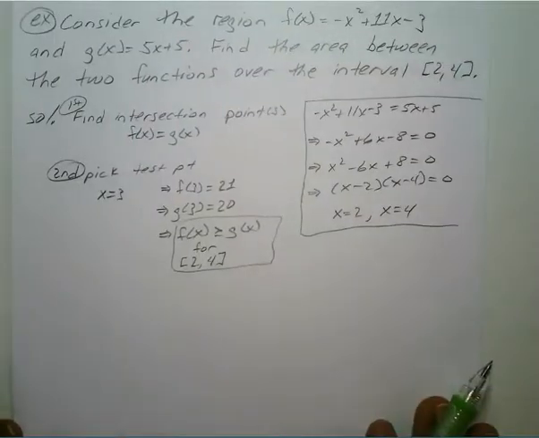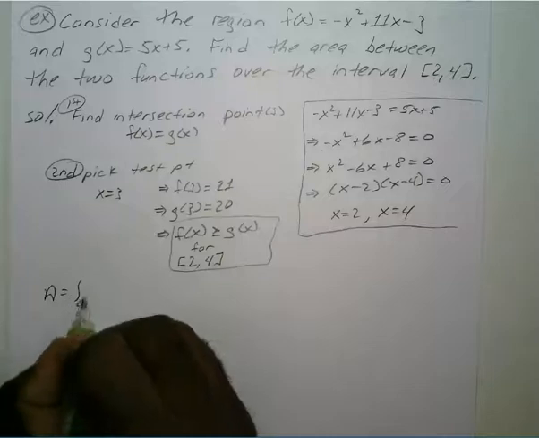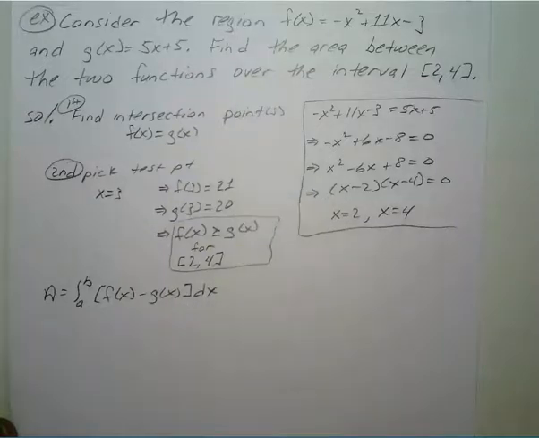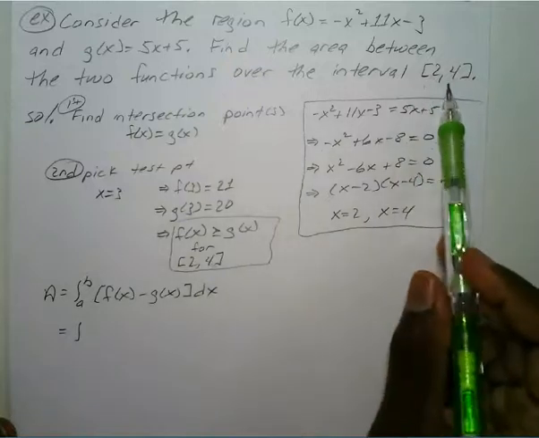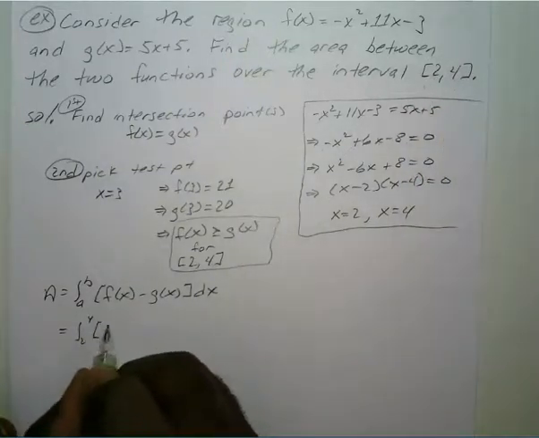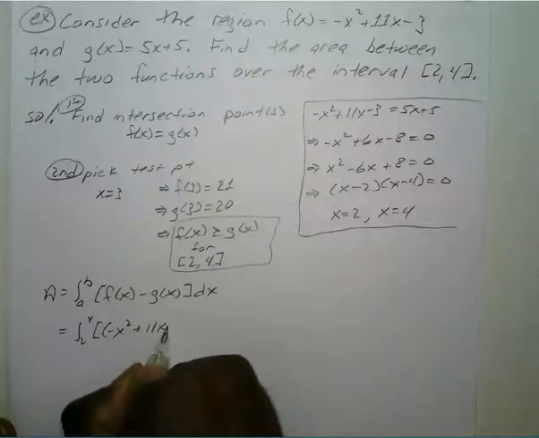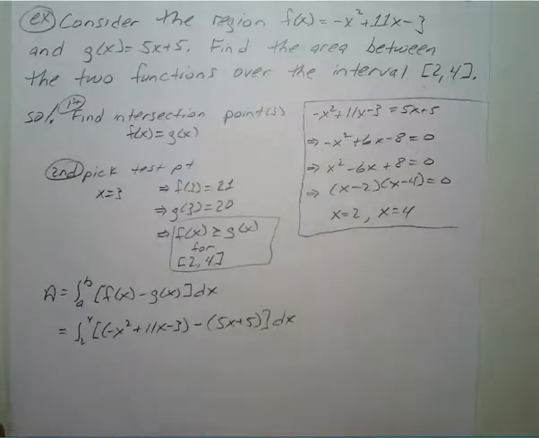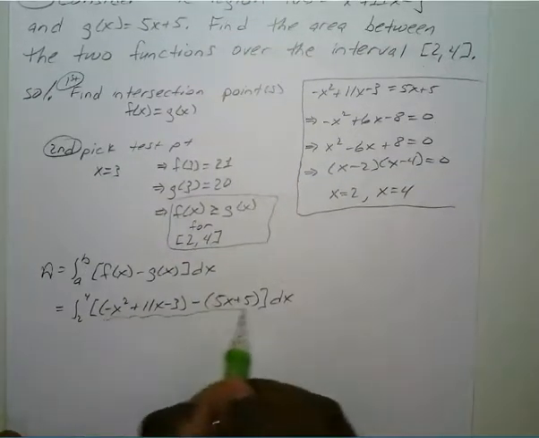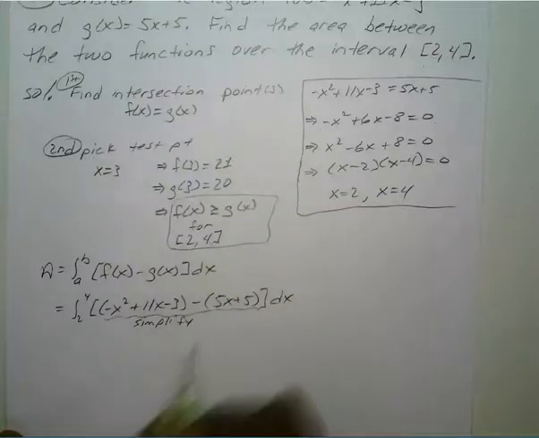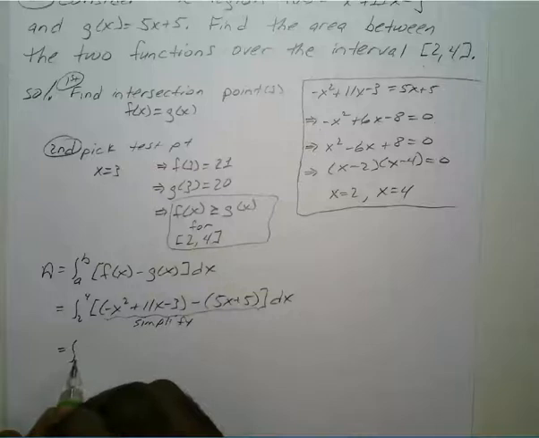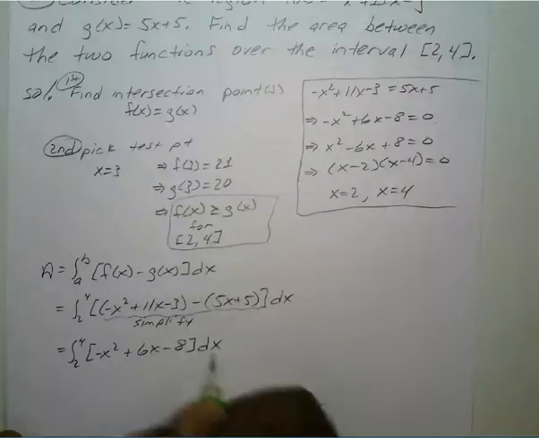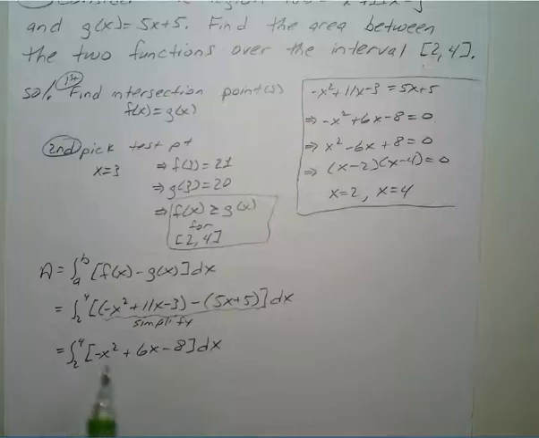All right, so we know our f of x is going to appear first. So our area is going to equal the integral from a to b of f of x minus g of x with respect to x. So that's going to equal the integral from 2 to 4 of negative x squared plus 11x minus 3 minus your g of x, which is 5x plus 5. Of course we combine all of our like terms, so if we simplify everything in there, we end up with negative x squared plus 6x minus 8 with respect to x.